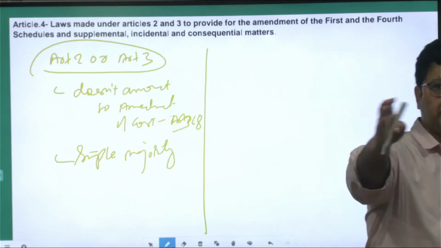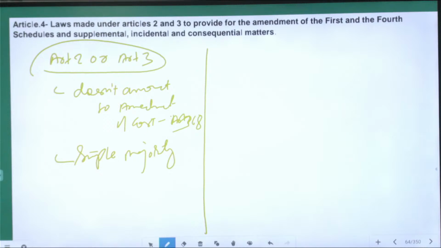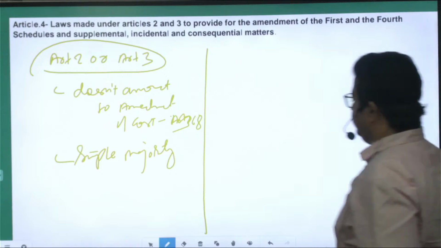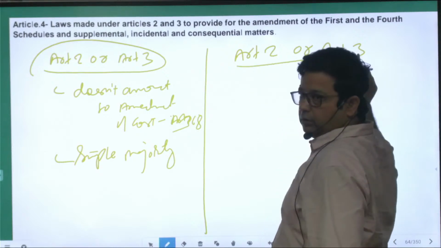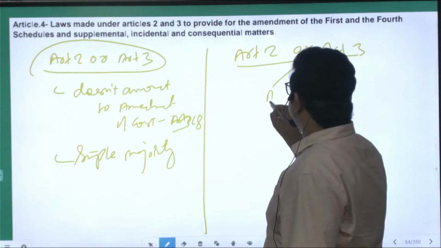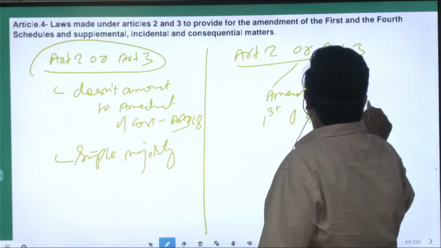So whatever changes the Parliament is making through Article 2 or Article 3, whether including any state, establishing any state, administering any state, forming a new state, whatever it is doing by using these two articles, will not be seen as an amendment to the Constitution. That is to be done with a simple majority. Second thing, whatever changes were done by Article 2 or Article 3, it requires amending the 1st and 4th schedule of the Constitution.